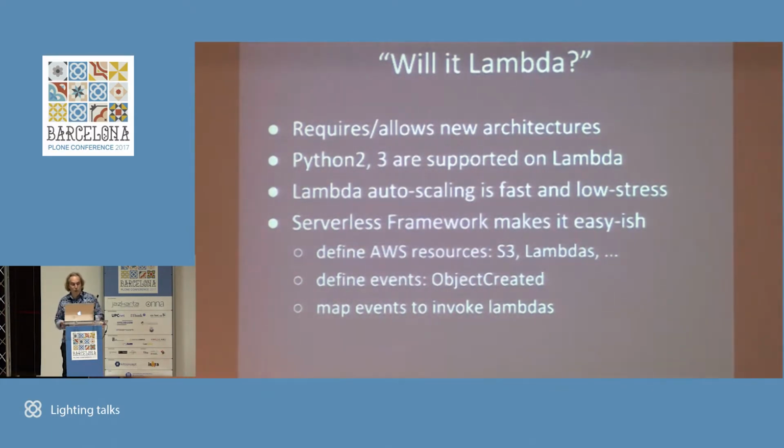And we've been using the serverless framework, which was really nice. You define all your resources, like S3 and Lambdas. You define the events, like if something was created in S3 or something was delivered in S3. And then you map those events to the Lambda functions that do the work. And that's it. It's been great. I now look at all problems as will it Lambda. It's good stuff.